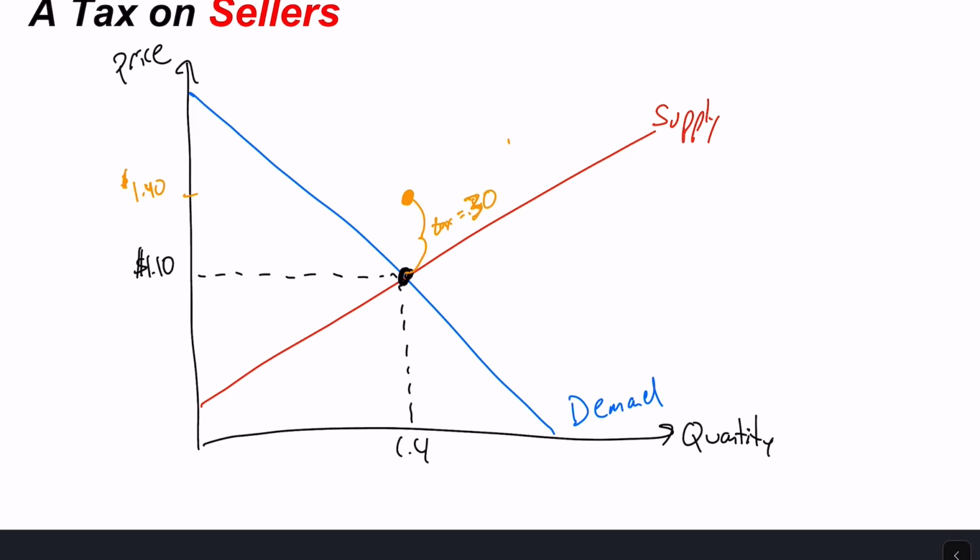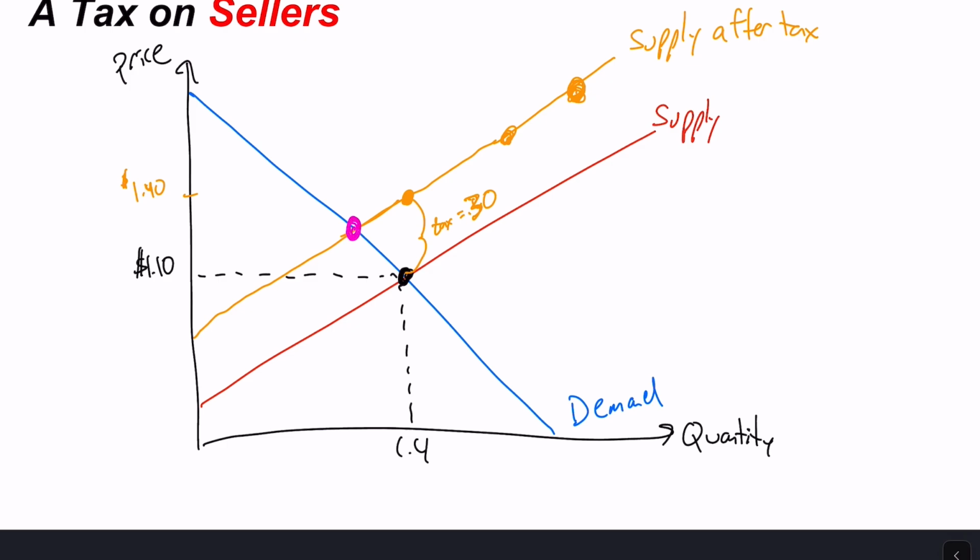And so imagine we did that for every single unit. We've shifted up by 30 cents that minimum willingness to sell. Let me draw this as a parallel line, because we're shifting everything up by the same amount. And so this will be our supply after tax. Great. Next step, we need to find our tax equilibrium.